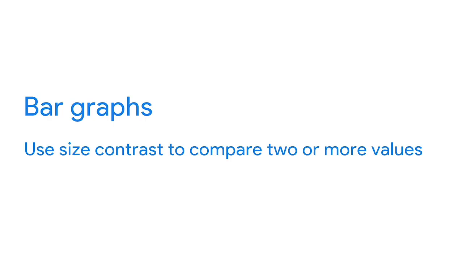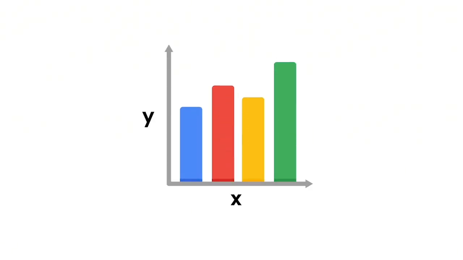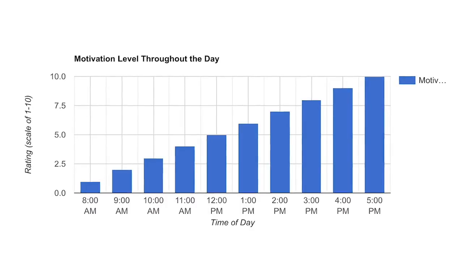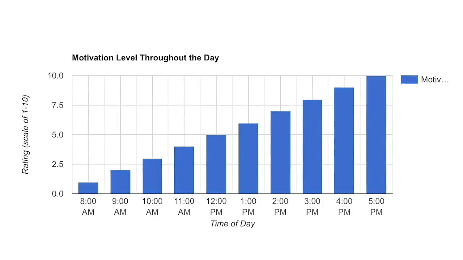Bar graphs use size contrast to compare 2 or more values. The horizontal line of a bar graph, usually placed at the bottom, is called the x-axis. In bar graphs with vertical bars, the x-axis is used to represent categories, time periods, or other variables. The vertical line of a bar graph, usually placed to the left, is called the y-axis. The y-axis usually has a scale of values for the variables. In this example, the time of day is compared to someone's level of motivation throughout the whole work day.